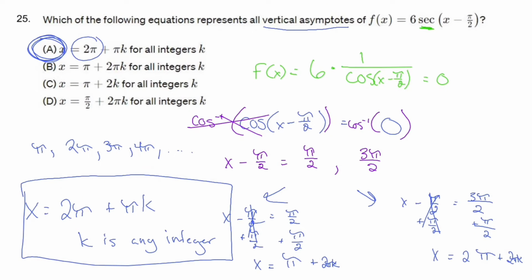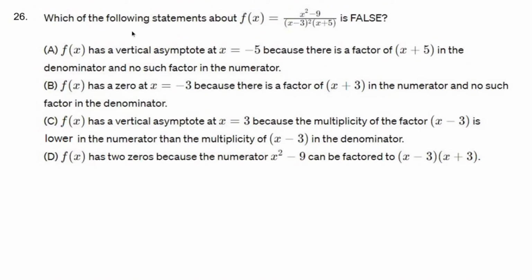Hope this helps. Which of the following statements about f(x) = (x² - 9) over ((x - 3)²(x + 5)) is false? They want the lie. So it's like three truths and a lie, the game that you played in high school. I didn't, because I didn't have friends.